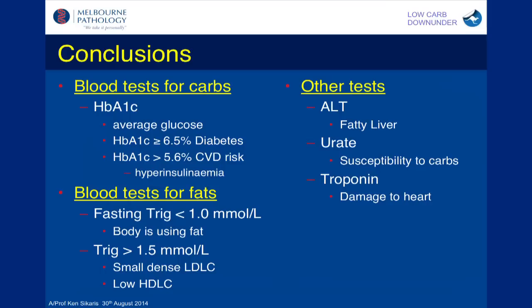So in summary, for carbs, test hemoglobin A1C, forget about the rest. 5.6 is where your cardiovascular risk starts. 6.5 means you've got diabetes. For fats, try to get those triglycerides under one. Then you know at least that major determinant of modified LDL is removed.